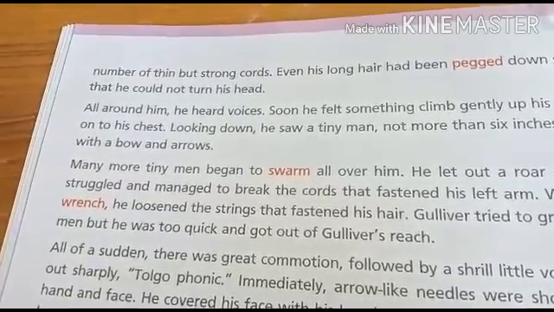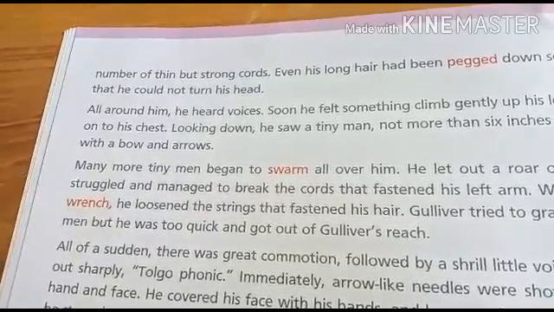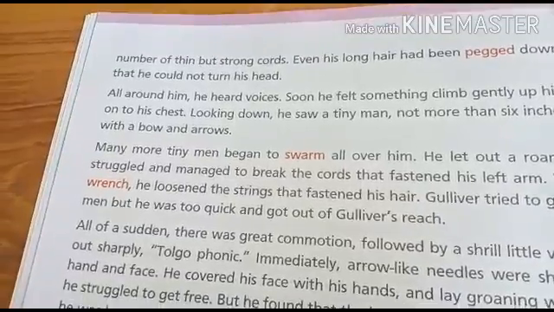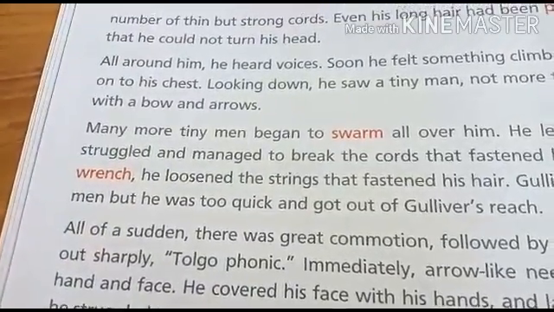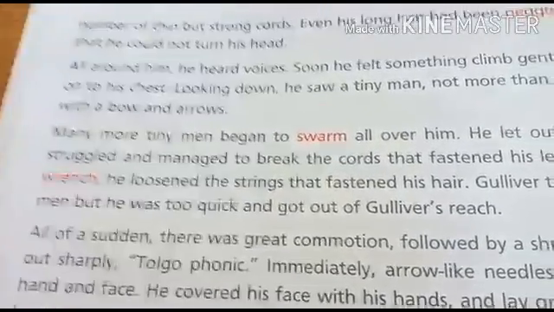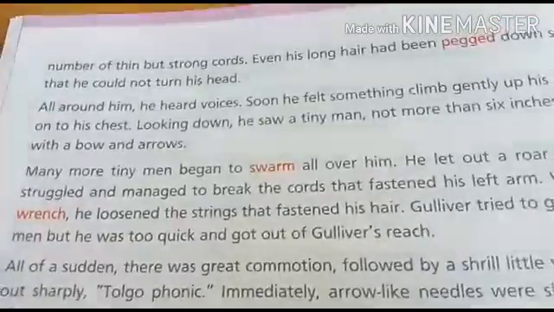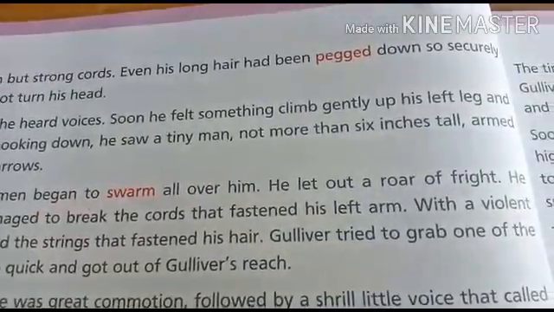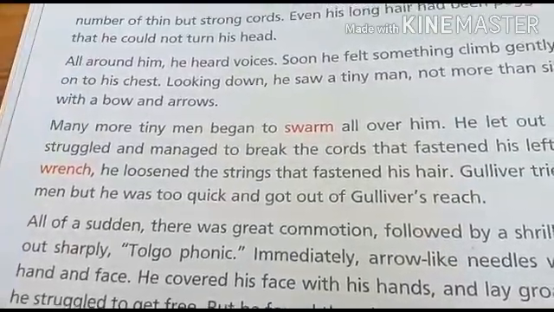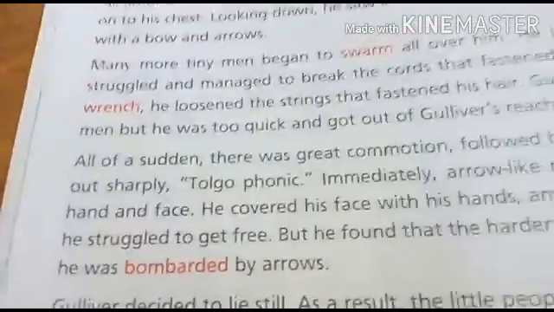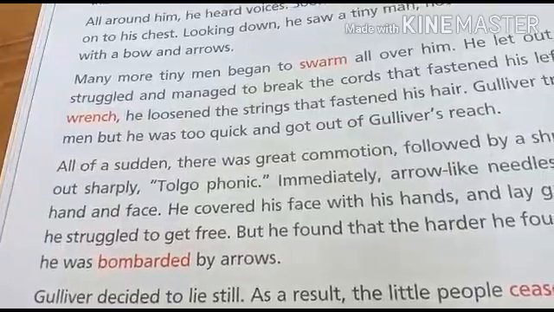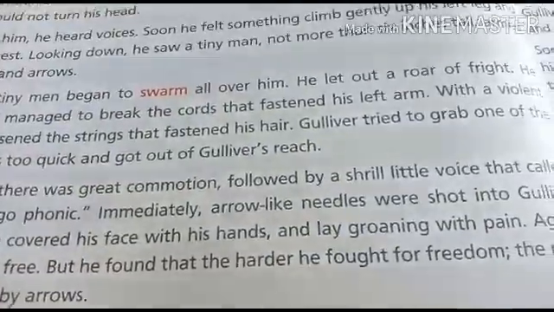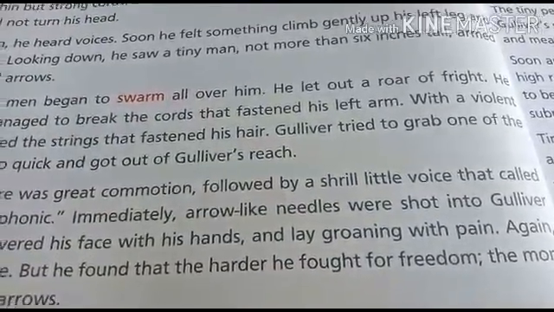All around him he heard voices. Soon he felt something climb gently up his left leg and onto his chest. Looking down, he saw a tiny man, not more than 6 inches tall, armed with a bow and arrows. Many more tiny men began to swarm all over him. He let out a roar of fright.